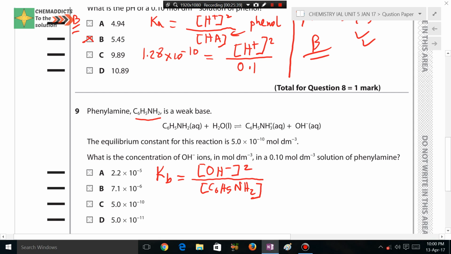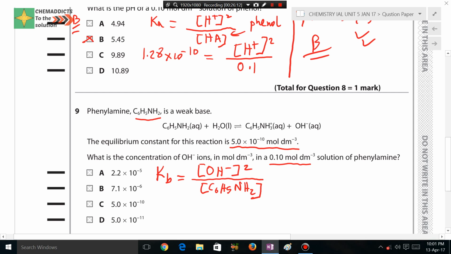Phenylamine, which has this molecular formula, is a weak base. So this is the equation that is given over here. The equilibrium constant for this reaction is this. What is the concentration of hydroxide ions in mole per dm cube in this amount of solution of phenylamine?